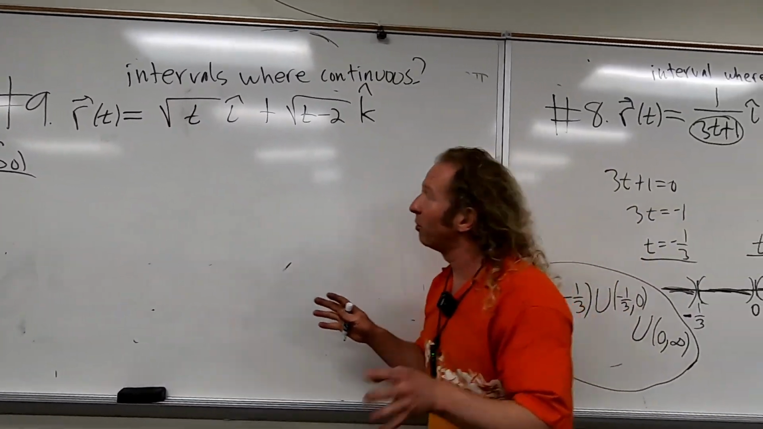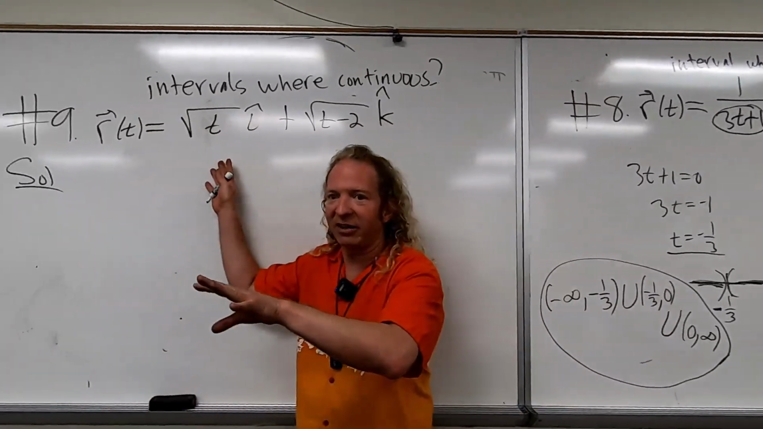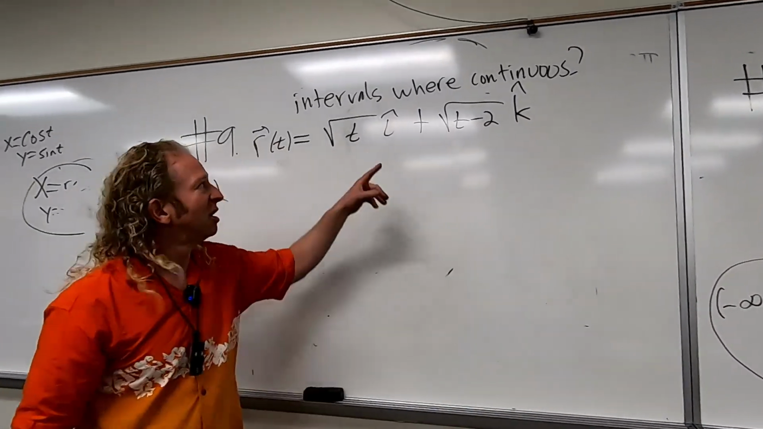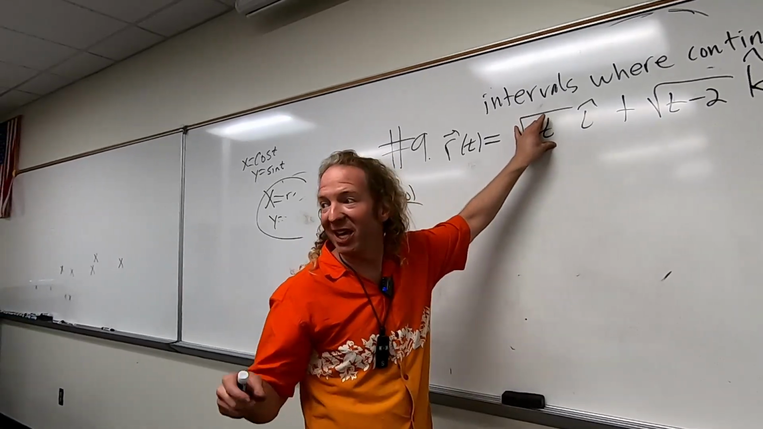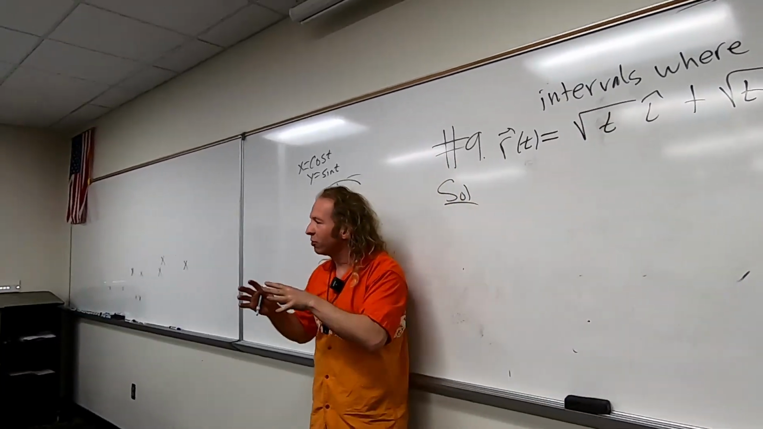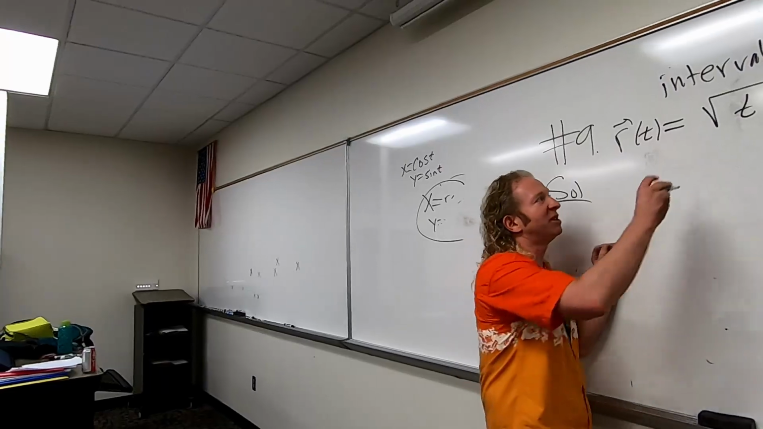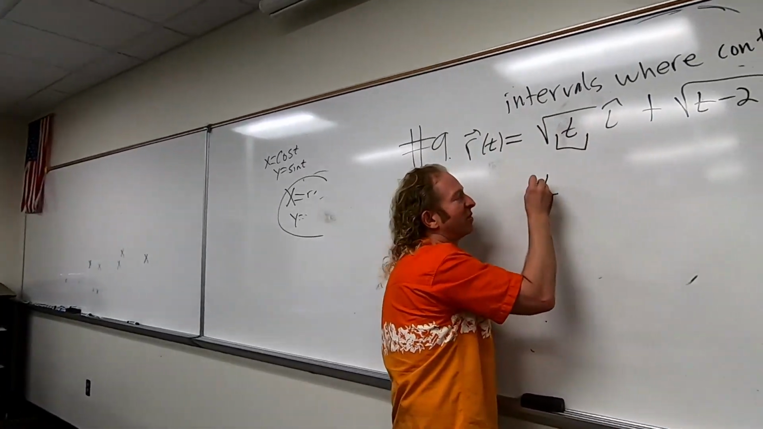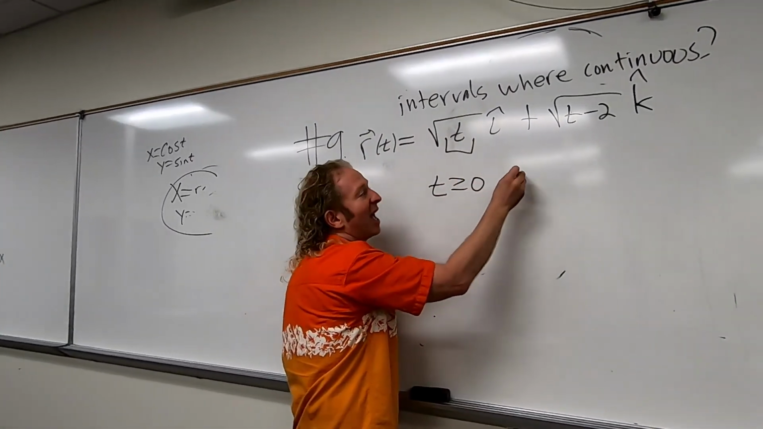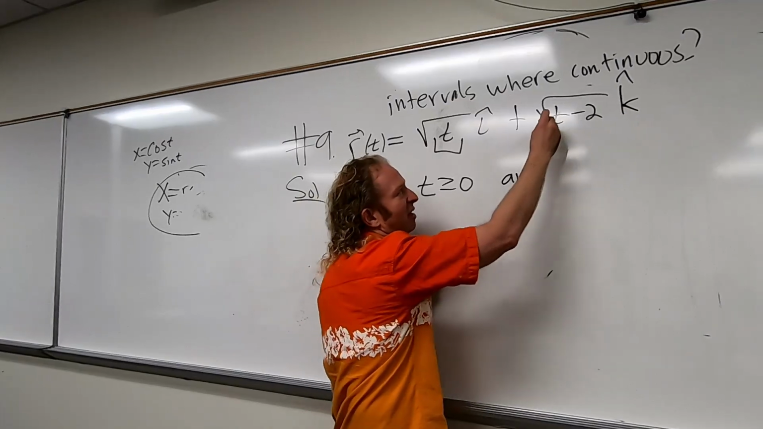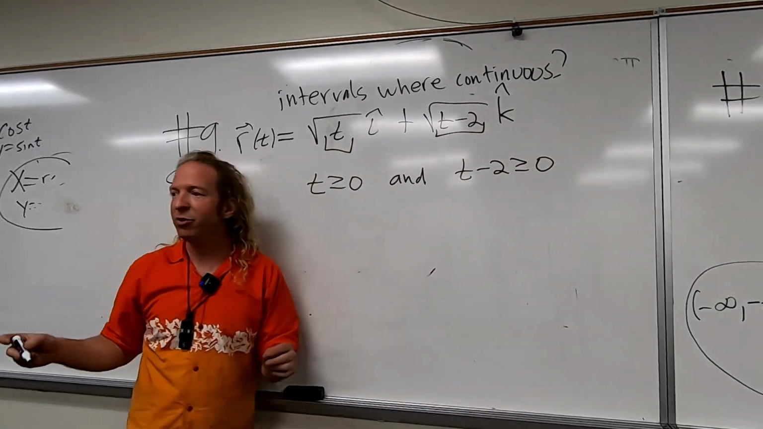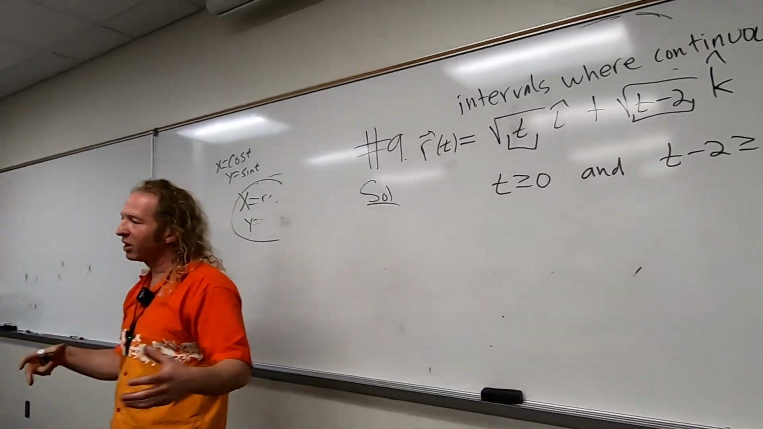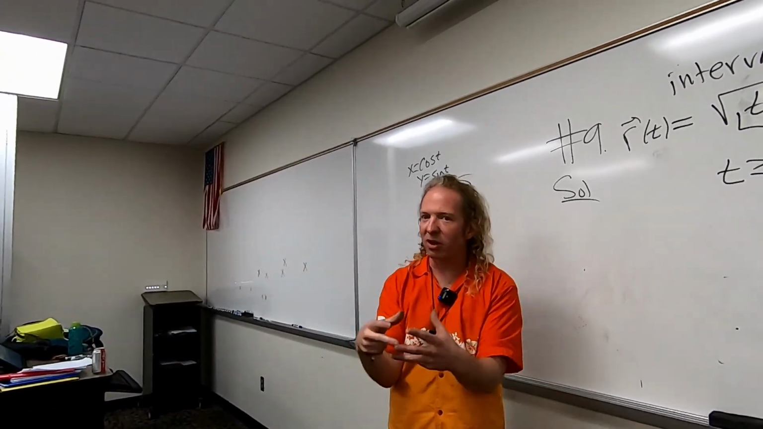So we're looking for where it's defined, right? That's what's going to be continuous. The square root is defined whenever what's under the root is not negative. So that means whatever is under the root is positive or 0. So basically this has to be greater than or equal to 0, and this has to be greater than or equal to 0. Whenever you have roots and you're looking for the domain, you take whatever's in the square root and set it greater than or equal to 0.